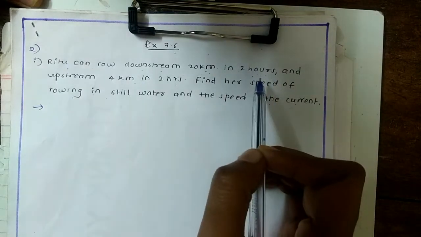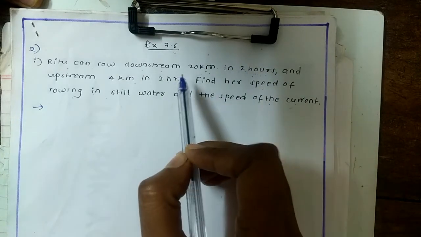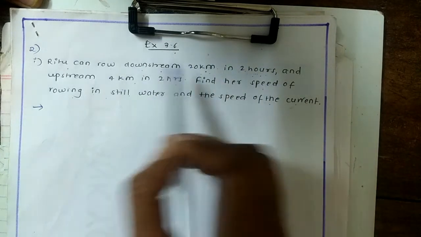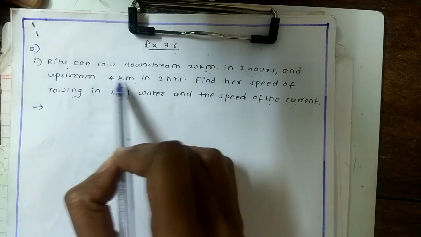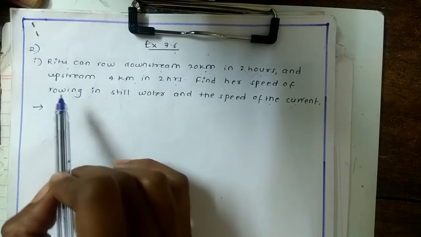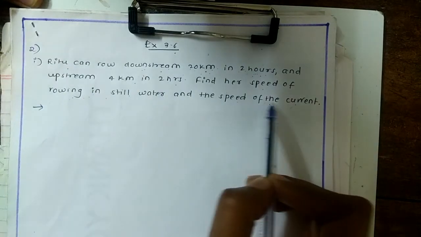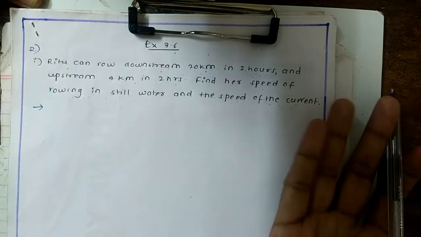So you can see here there are two situations. The same time has been taken, but the distance covered is different. In downstream she covers more distance than upstream. Why? Because in downstream we have our own speed of rowing and the speed of current. Both go in the same direction, so their speeds add up.